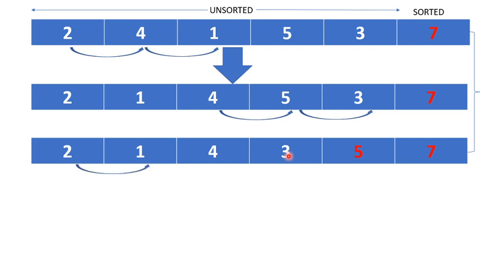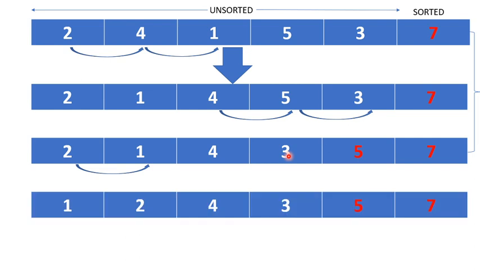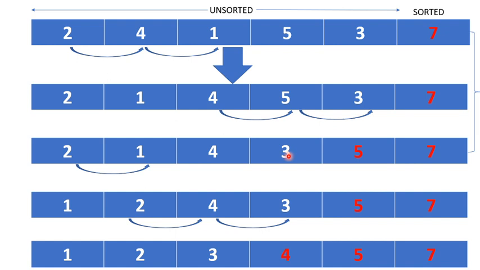Okay, now 2 and 1 will be compared. Again here swapping is required, we will swap. Okay, now 2 and 4 will be compared. Here no swapping is required. Now 4 and 3 will be compared, swapping is required. Now swapping will be done. After that the pass 3 will be completed, and after pass 3 the third largest element will go at its appropriate position.